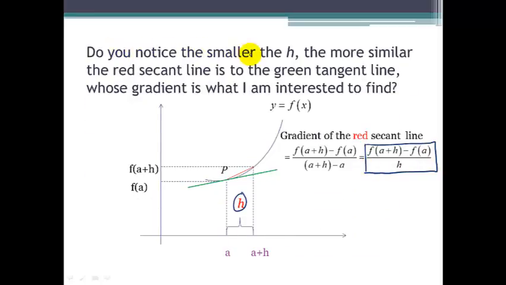Now, do you notice that now that the H is smaller, the more similar is the red secant line to the green tangent line? Just now in the earlier graph, the red secant line was quite different from the green tangent line. Now that I've moved H to be smaller, the two lines are more similar, though still not the same. So, let's shift the point again.